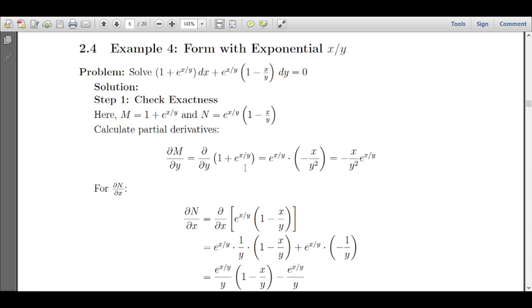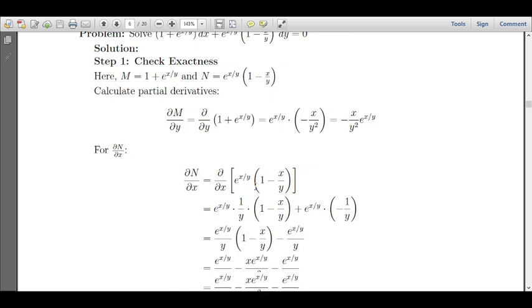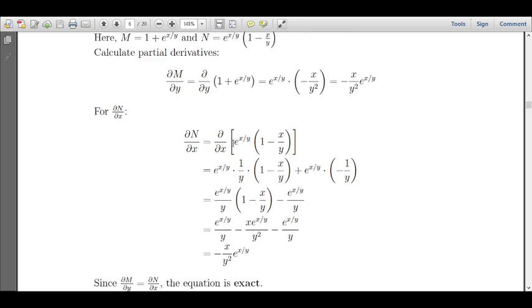So with respect to y, x term constant, we write x as it is, and differentiation of 1 by y is minus 1 by y square, and this is equal to minus x by y square e power x by y. Same thing, dou n by dou x equal to dou by dou x of e power x by y into 1 minus x by y. So here we use the product rule of differentiation.